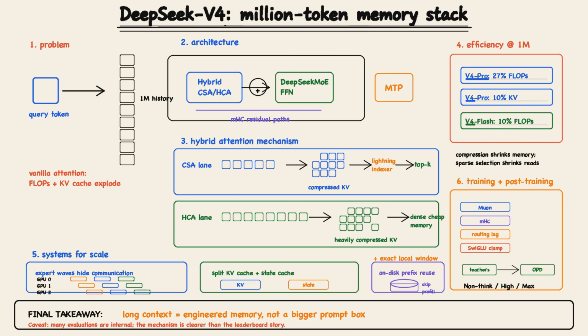Here is the mental model I would keep from this paper. Million-token intelligence is not just a larger prompt box. It is compressed long-range memory, exact local detail, sparse retrieval, stable optimization, and systems discipline. And the caveat? Many evaluations are internal, and the authors themselves say the architecture needs future simplification. But the core idea is clear. Long context becomes practical when memory is engineered at every layer.